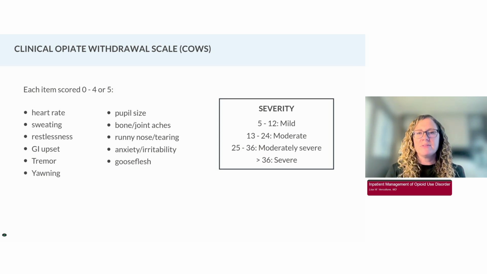Okay, and so what is COWS? COWS is the Clinical Opiate Withdrawal Scale. This is a scale that looks at 15 signs or symptoms of opioid withdrawal. Each item is scored, and you take that cumulative score, and that gives you an idea of the severity of the opioid withdrawal.